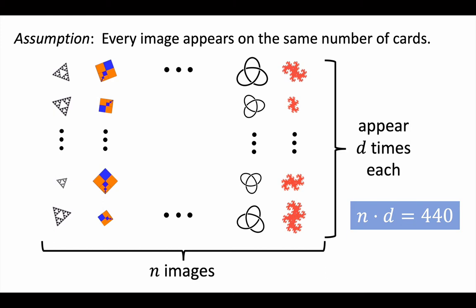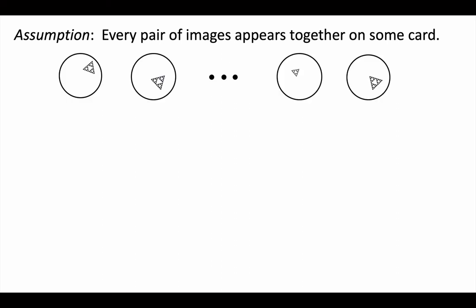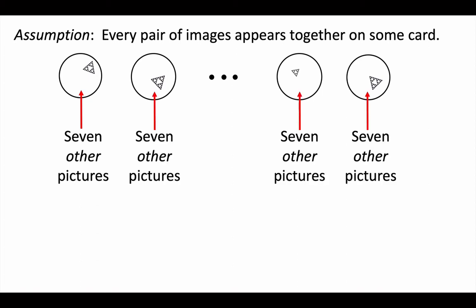Now we're regretting our decision. We decided to cut all the pictures out. Let's suppose we have some regret and we want to glue them back on. And we're going to use the assumption that every pair of images appears together on some card to come up with a second equation. Let's suppose we want to put the Sierpinski triangles back on cards. So we get enough of those little circles and we glue the Sierpinski triangles back on. All of them have been glued back on, and now we need to put the other pictures back on. Well, each card has 8 pictures, so we'll have to add 7 other pictures to that card, and to that card, and to each of the remaining cards.